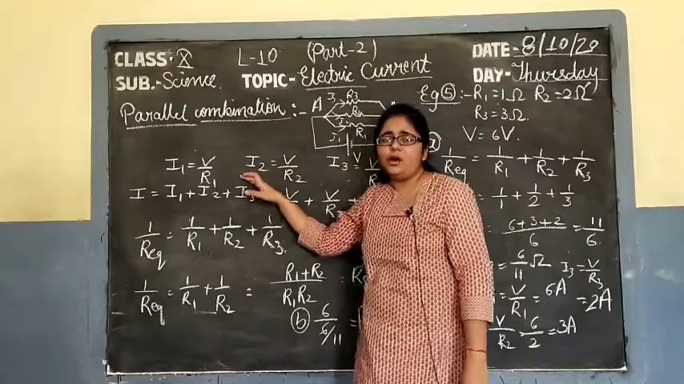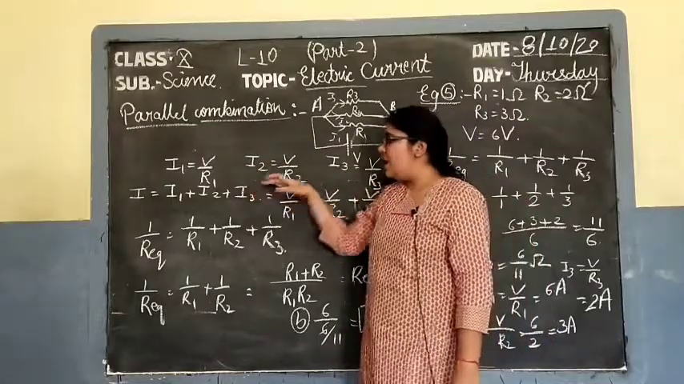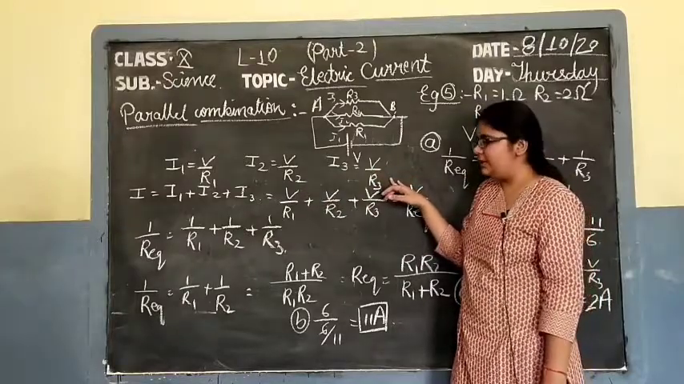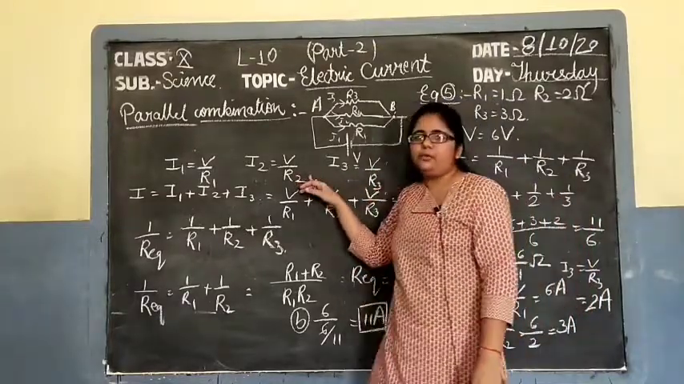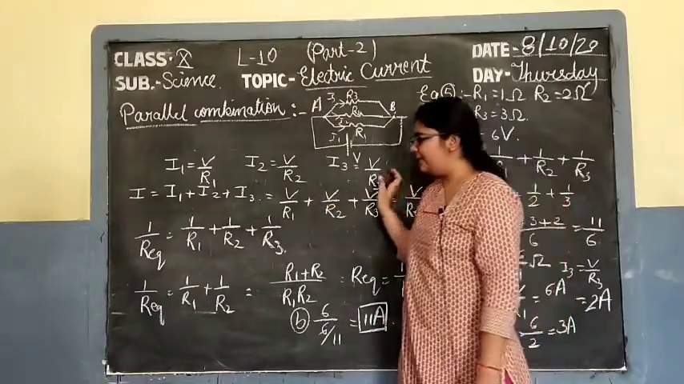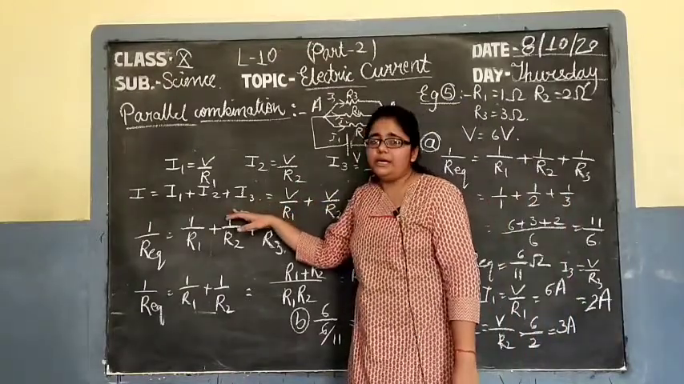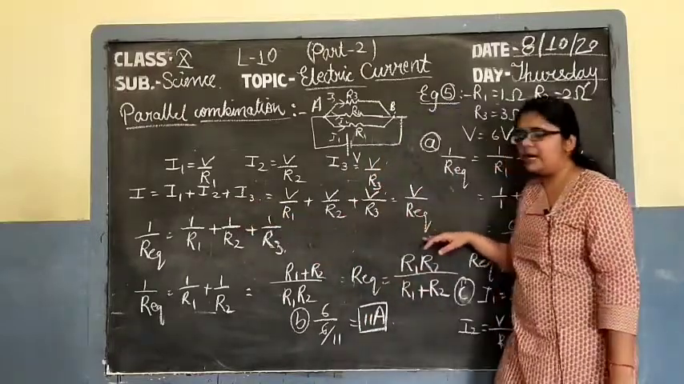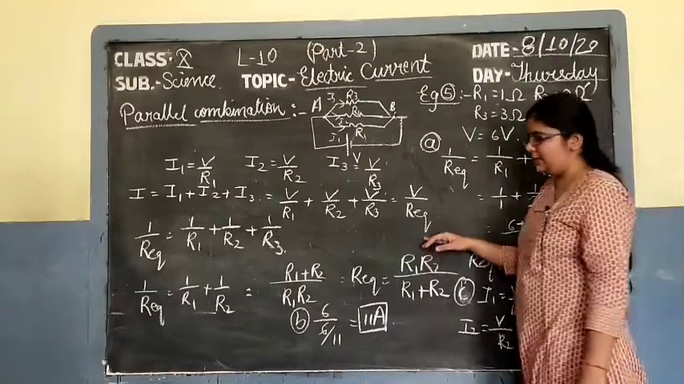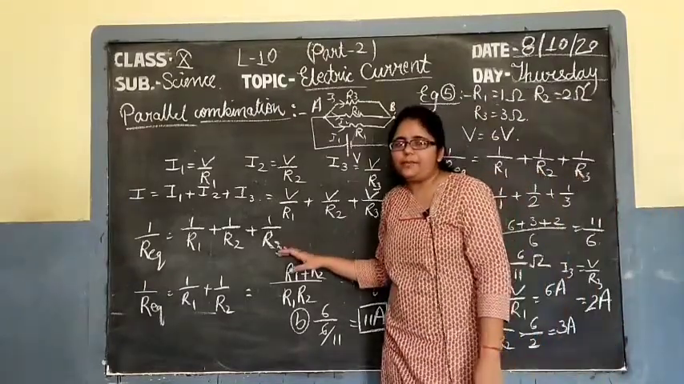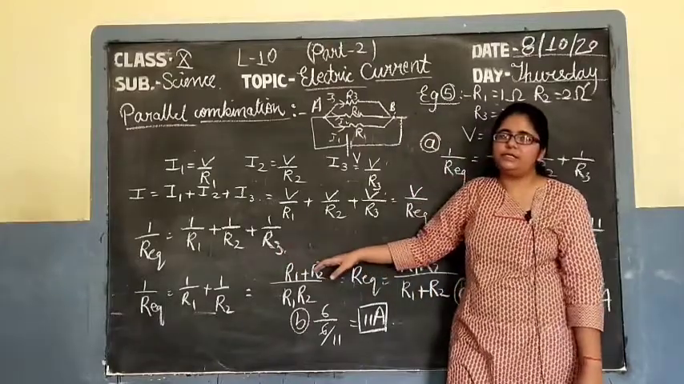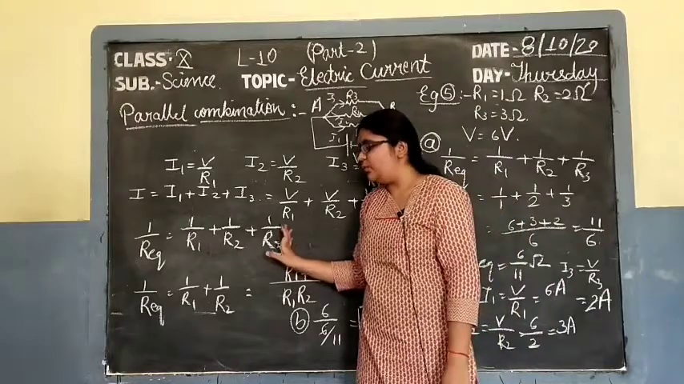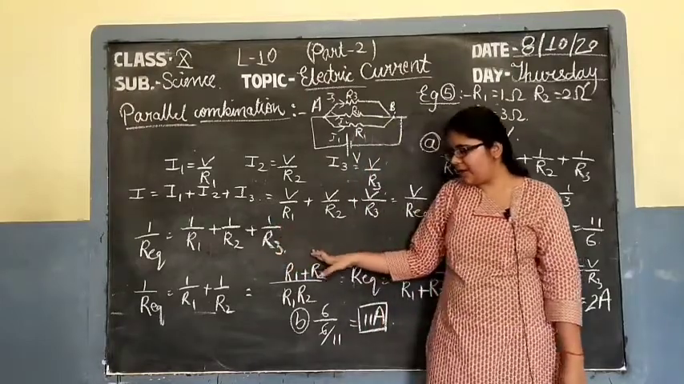So I1 will be, according to Ohm's law, V by R1, I2 is equal to V by R2 and I3 is equal to V by R3. By adding all these I1, I2 and I3, you get the total current I. So the total current of the circuit will be V by R equivalent and this will be equal to V by R1 plus V by R2 plus V by R3. So by that you get the parallel combination formula of R equivalent, that is the total resistance of the circuit, that is 1 by R equivalent is equal to 1 by R1 plus 1 by R2 plus 1 by R3.